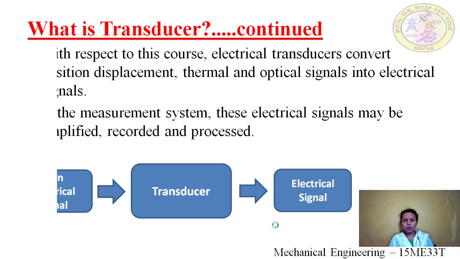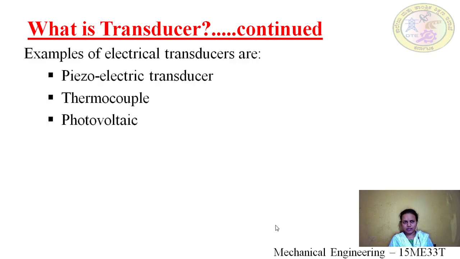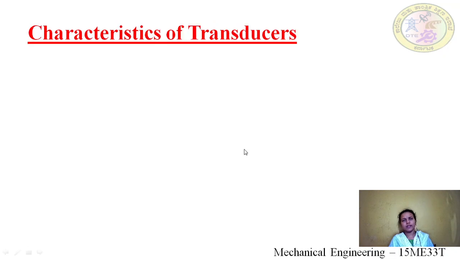So we shall see some of the electrical transducers. Number one is the piezoelectric transducer. In a piezoelectric transducer, the force applied on a piezoelectric crystal is converted into an electrical signal like voltage. In a thermocouple, the temperature is converted into a voltage. In a photovoltaic cell, the light energy received is converted into a voltage. I think you are clear with the concept of a transducer. So let's go further.